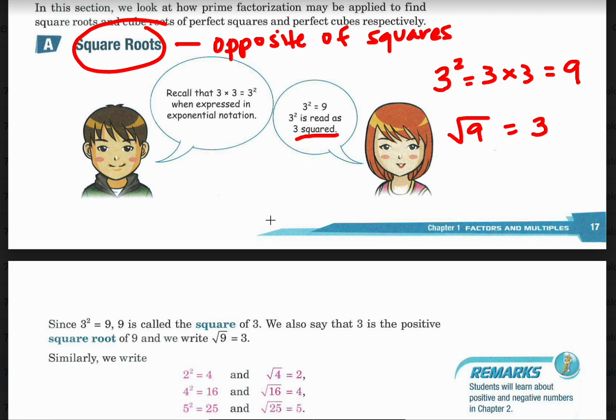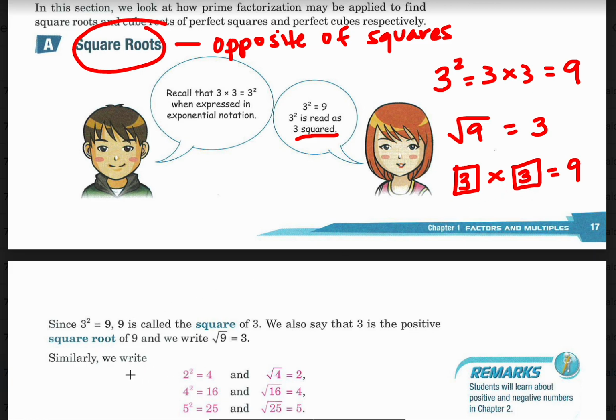So the square root is basically asking us to work backwards and see which number had to multiply by itself twice to get there. And that number would be 3. So the square root is just asking us to kind of work backwards to see what that number was. Okay? So there are other examples.